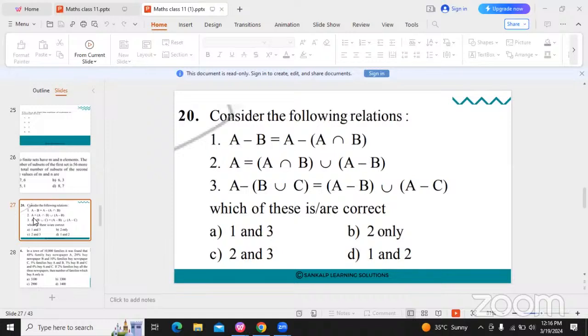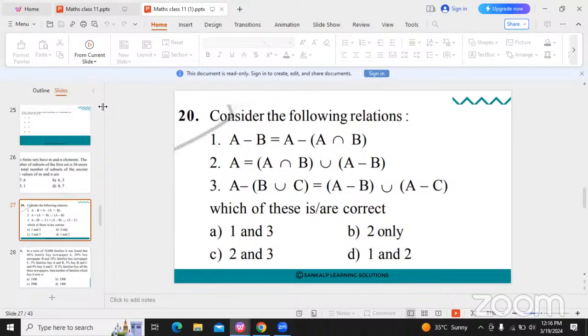Okay, consider the following relation. What is the answer for this? Some students have given the answer.